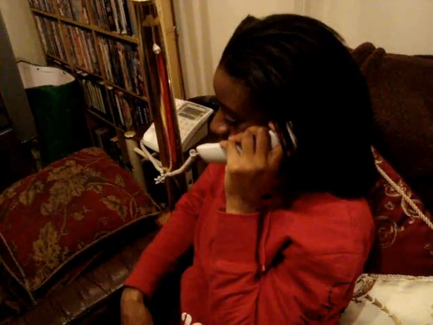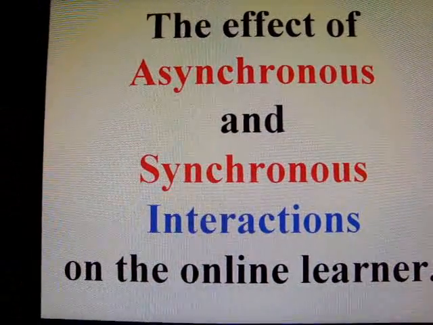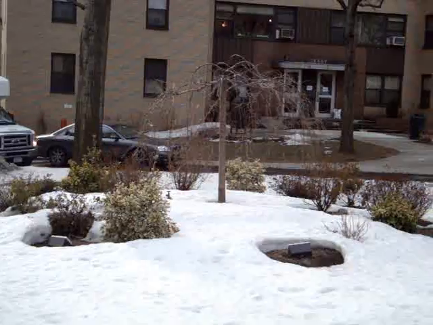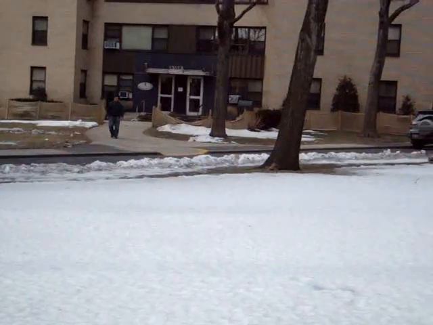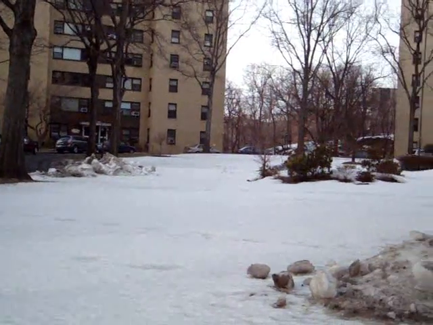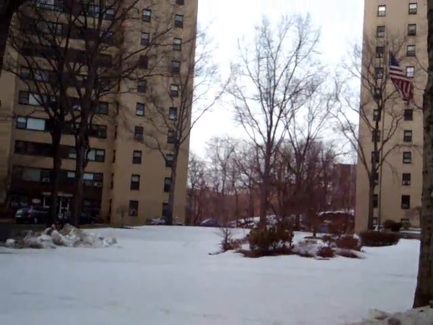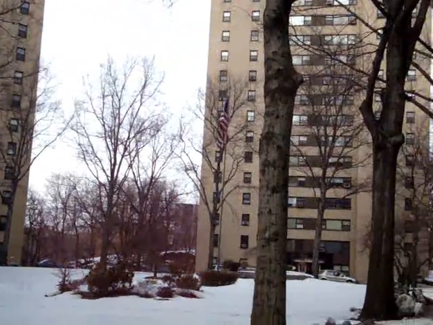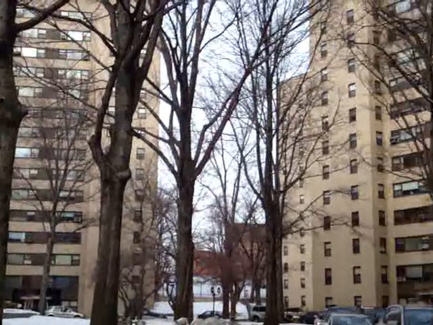An example of synchronous interaction is a meeting or phone conference. The effects of asynchronous and synchronous interactions on the online learner. Asynchronous interactions do affect learning online. This type of learning is commonly called e-learning, where the learner interacts with the instructor as well as his or her peers who are a distance apart, in an effort to create and sustain knowledge.